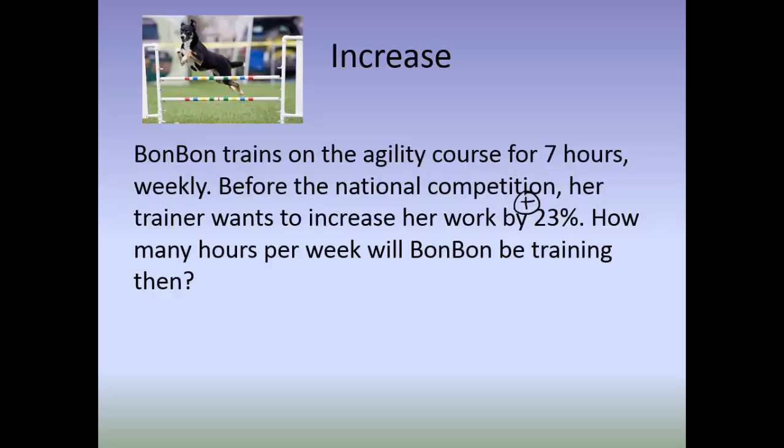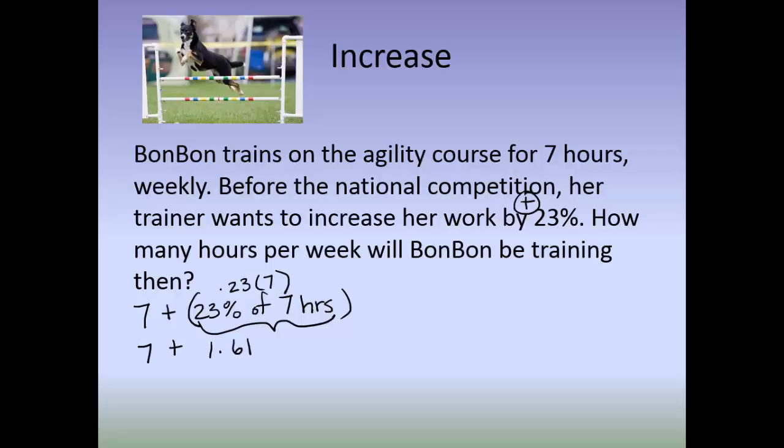Well, let's think about what this problem is saying. She's training 7 hours and her trainer wants to add more time to that. And the amount added is going to be 23% of 7 hours. There's a couple ways to calculate this. You could do 7 plus and calculate this. This is like 0.23 times 7, and that is 1.61 hours. So altogether, her training schedule needs to be beefed up to 8.61 hours altogether per week. So that's the final answer.